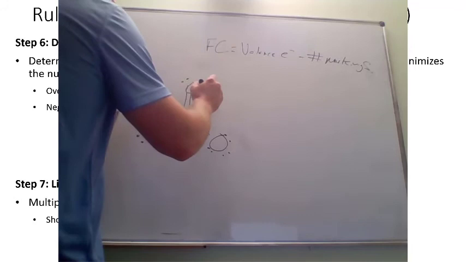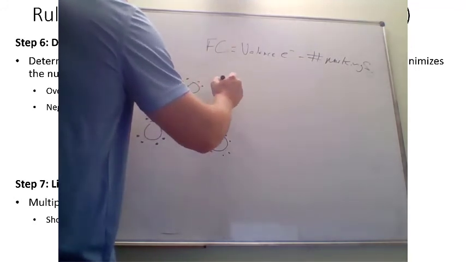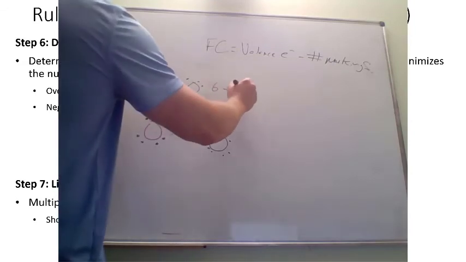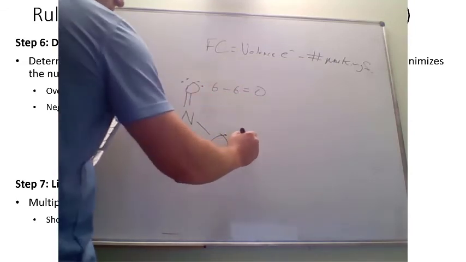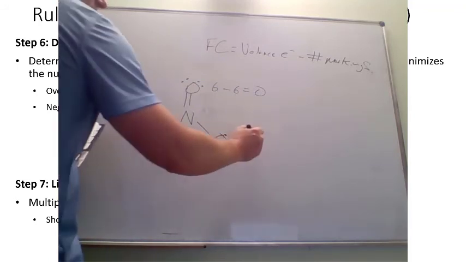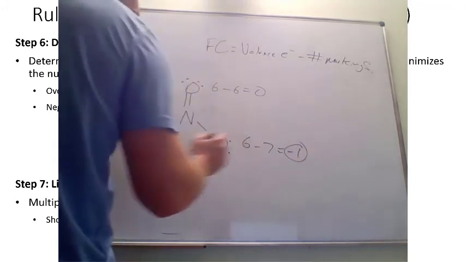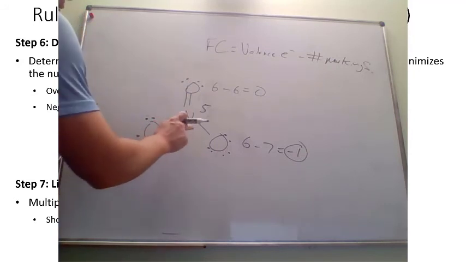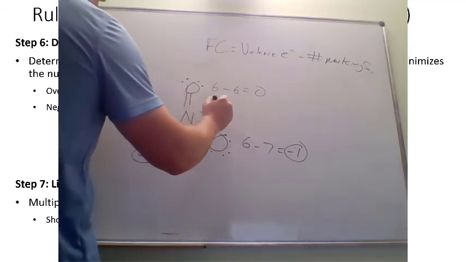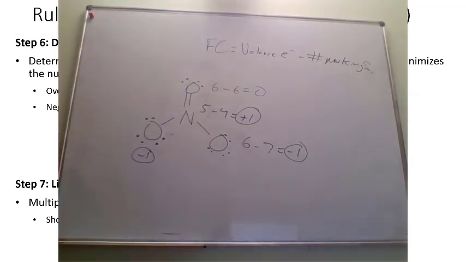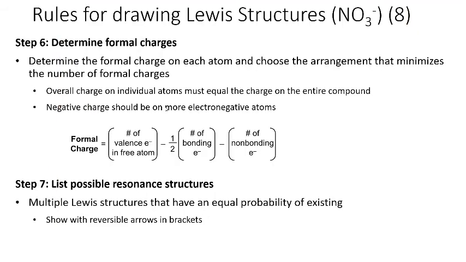So what I would do for this one is number of valence electrons for oxygen is 6, minus the number of markings: 1, 2, 3, 4, 5, 6. 6 minus 6 is equal to 0. For this guy here, valence electrons 6, minus number of markings: 1, 2, 3, 4, 5, 6, 7. 6 minus 7 is equal to -1. Same thing over here, -1. Here we have valence electrons for nitrogen is 5, minus number of markings is 1, 2, 3, 4. Equals +1. So it's a shortcut, an easy way for you to quickly calculate formal charge.